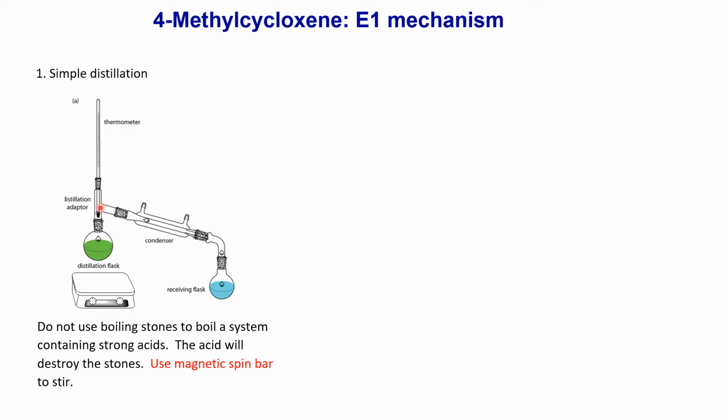So the boiling point of 4-methylcyclohexene is 101 degrees Celsius, right? As the vapor rises and hits the thermometer, the temperature will climb and register at 101 degrees Celsius. That's the boiling point of 4-methylcyclohexene. Later the vapor will start to travel down the condenser tube right here.